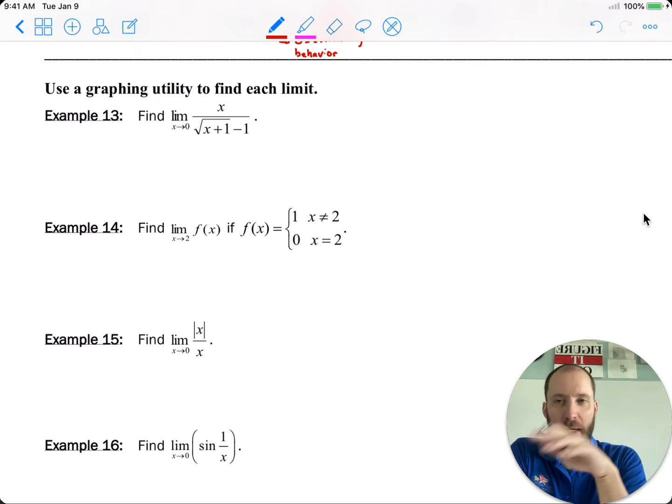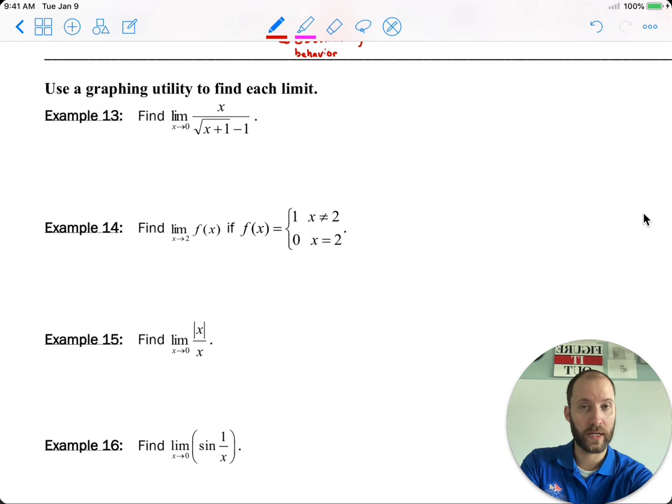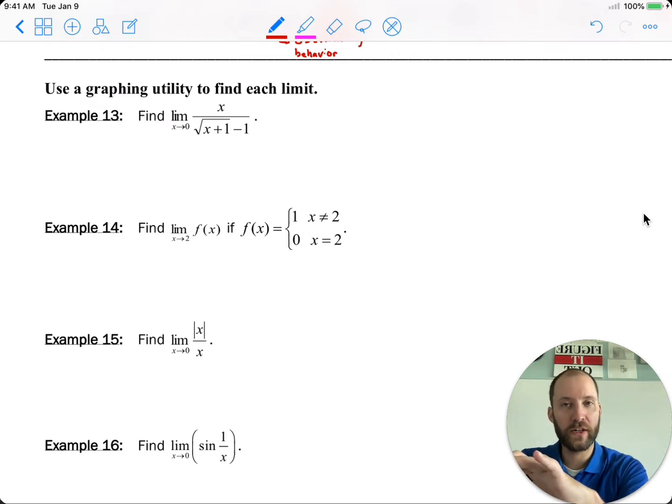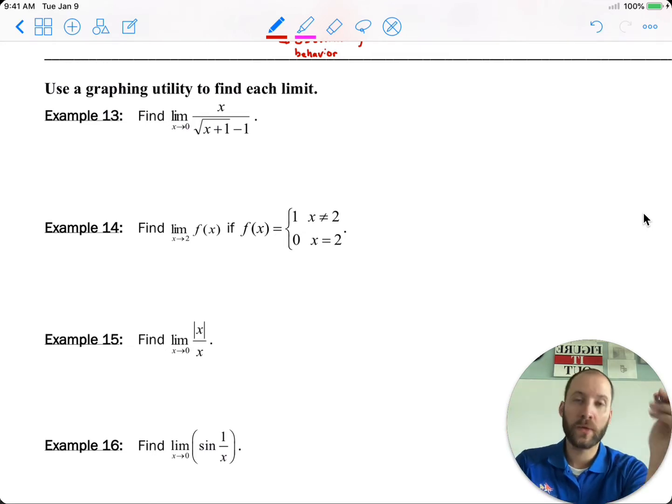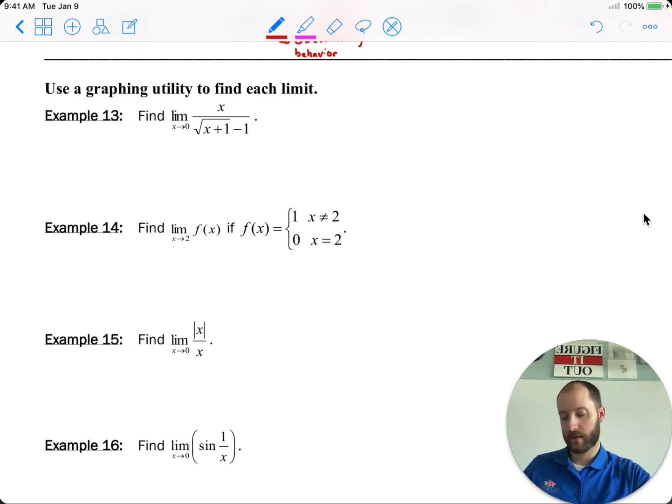So a couple of examples here. It says use a graphing utility to find each limit. Now this test is primarily, or the majority of it, is non-calculator. So you want to have a good idea what functions look like, okay? As you go through the year, you want to get better at visualizing what a function looks like, knowing parent functions, transformations, basic shapes. But for the notes, at the beginning of the year, we'll use a graphing utility.